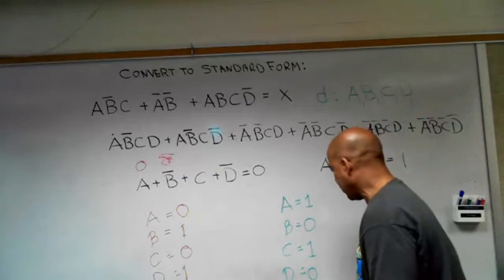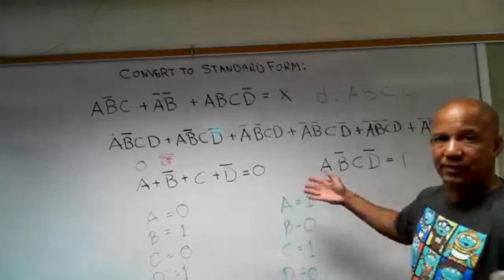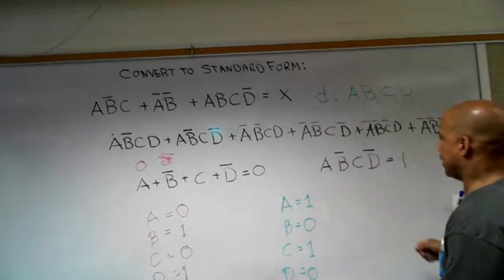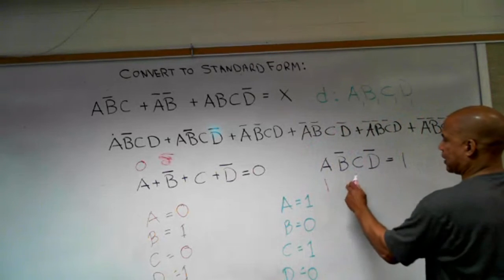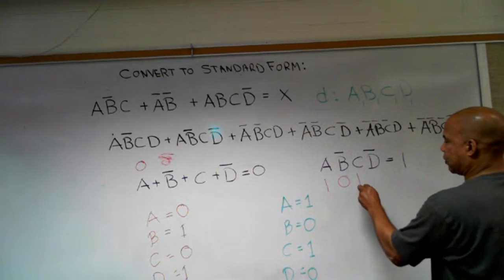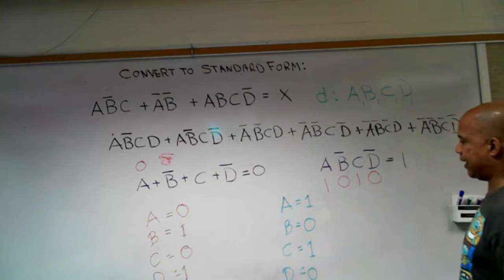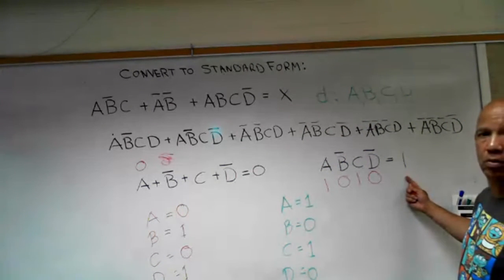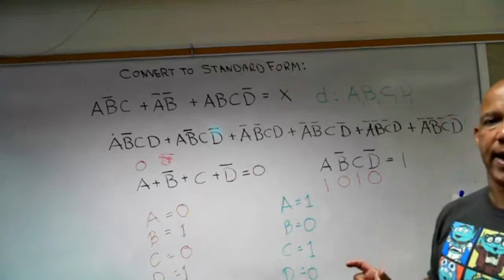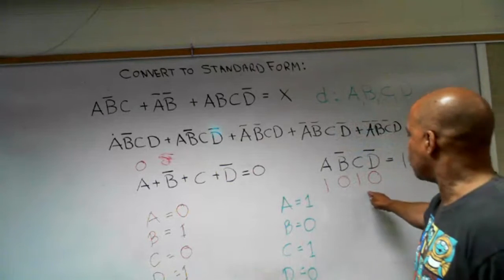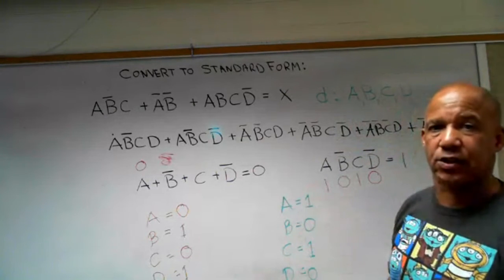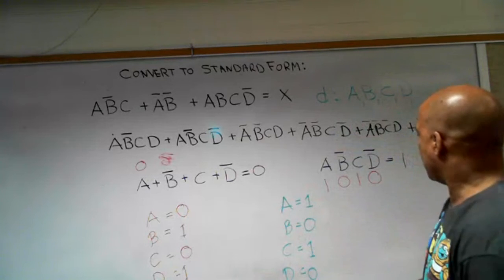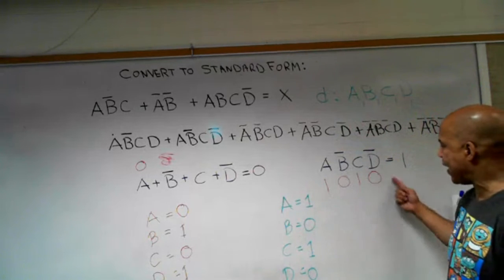So I've got a variable, complement, variable, complement. Instead of thinking it through, I can just say, all right, that's a 1, that's a complement so a 0, that's a 1, and that's a 0. And then I've got the binary value that will make this true. But I also have a way of linking this term to a row in the truth table that I'll show you here in just a minute. So I call this the binary value of each term.